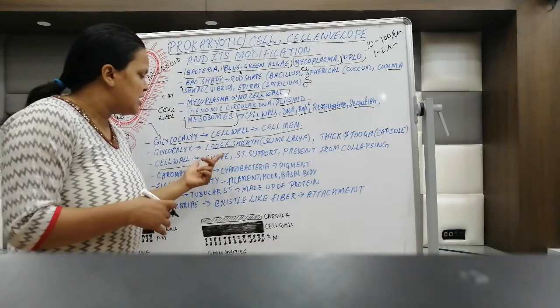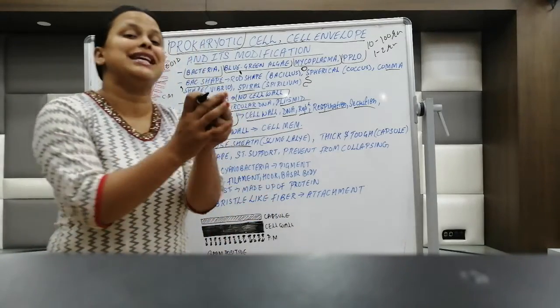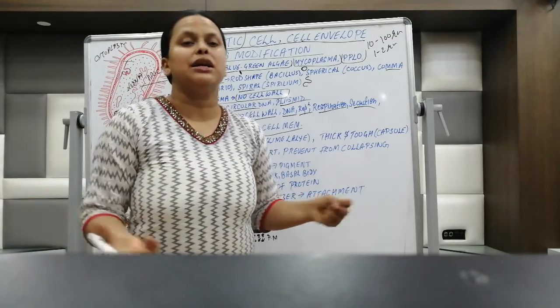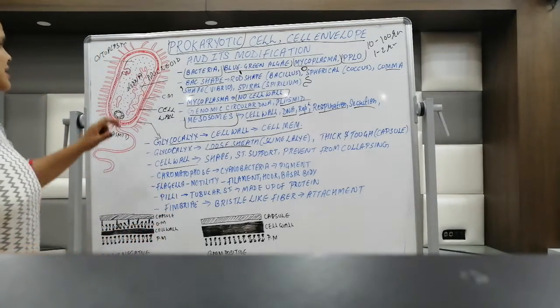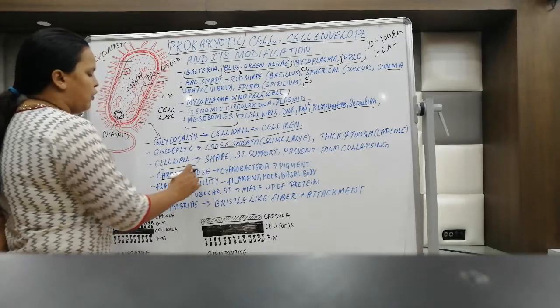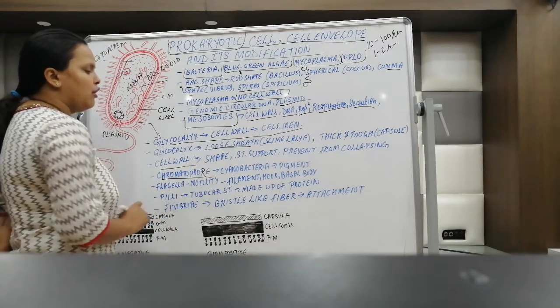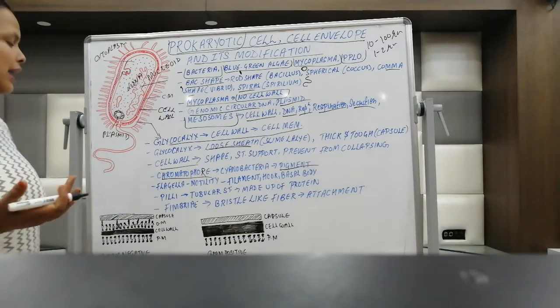Cell wall provides shape and support, and it prevents the cell from collapsing. It also prevents the cell from bursting due to osmoregulation. Next, certain prokaryotes like cyanobacteria have chromatophores, which have the pigments that provide their own colors.